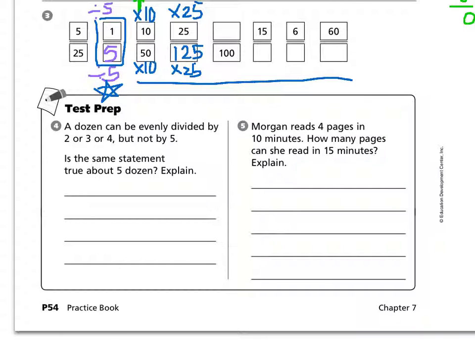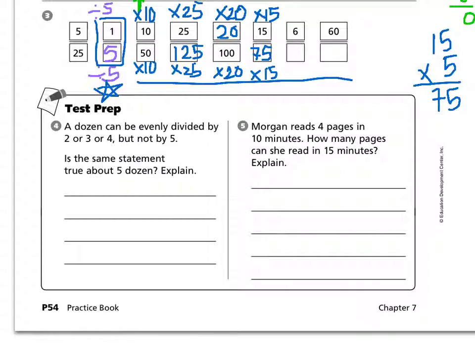Now I have 5 times what equals 100. I know that's 20. So I need to multiply 1 times 20 in order to get the top. And that is 20. 1 times what equals 15? I know that's 15. And I'm going to need to multiply 5 times 15 in order to get the denominator. And I know that that is 75. If you didn't know that, you could actually write it out to the side, 15 times 5, and work it out if you needed to do that.